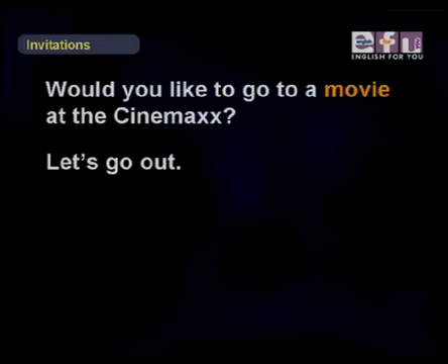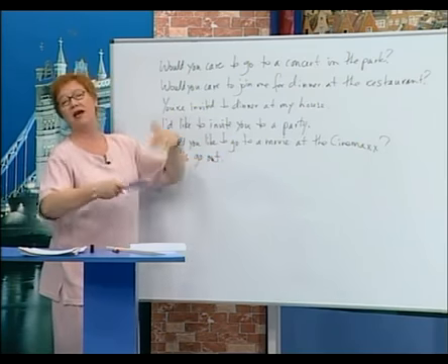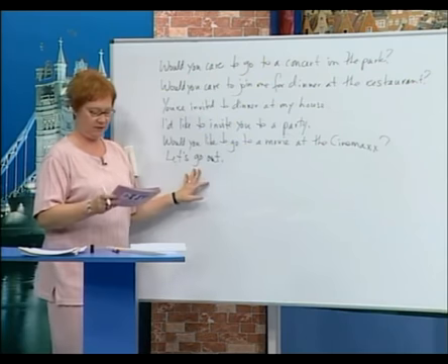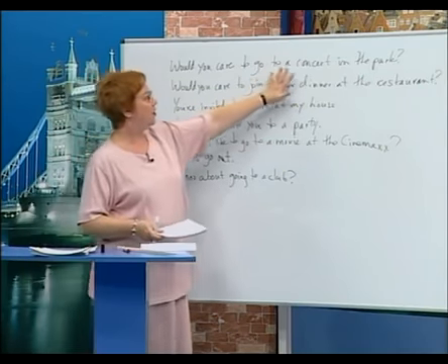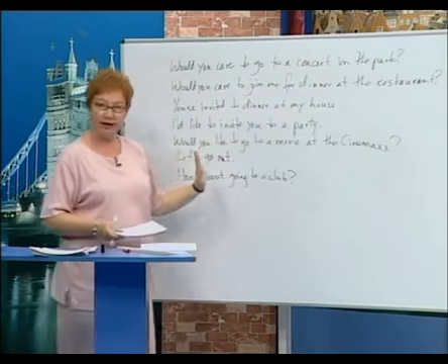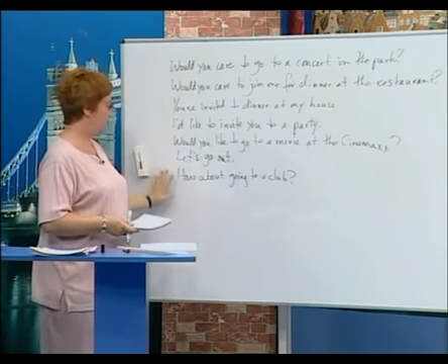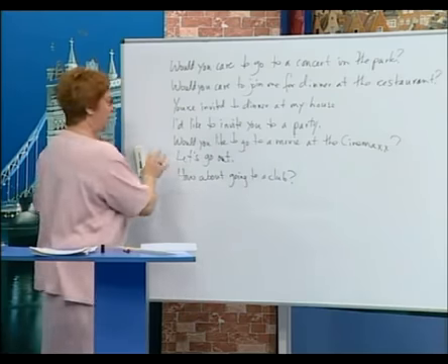Now here's a casual one. Let's go out. There's no time or place or anything. It's very casual, very general for this one. Okay? Now here's another one. How about going to a club? So here we have a place and a place. What and where? What and where? Okay? From very formal to very casual. All right? Now, we usually say when we want to go.